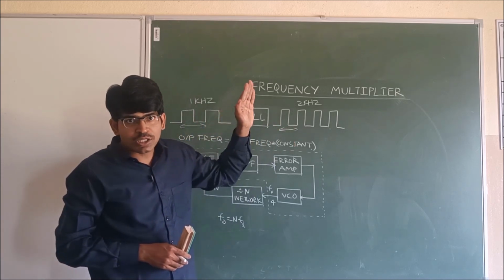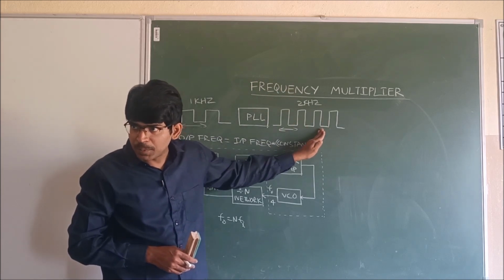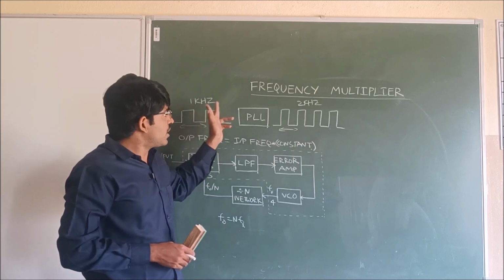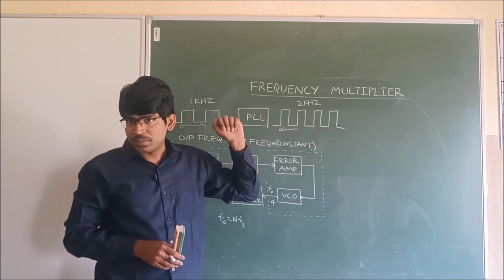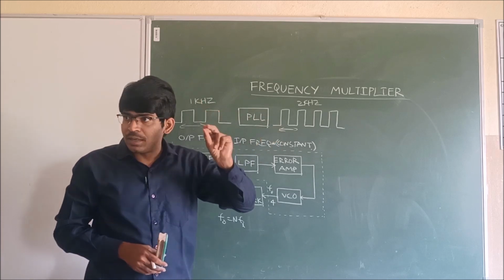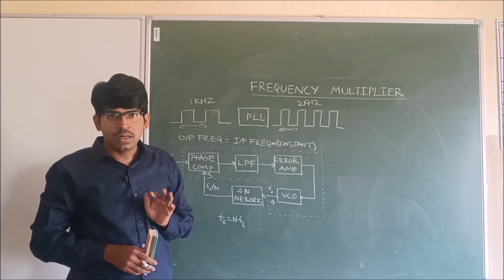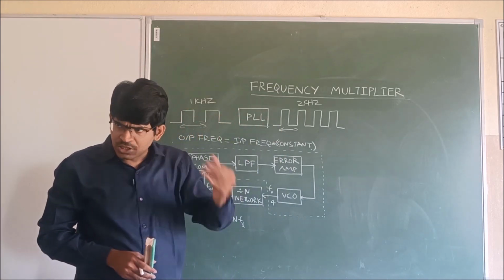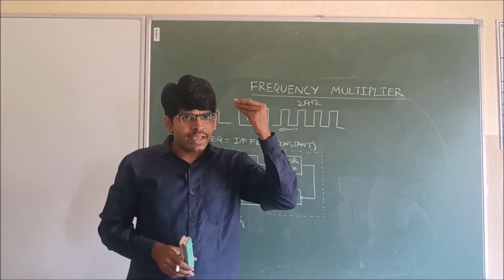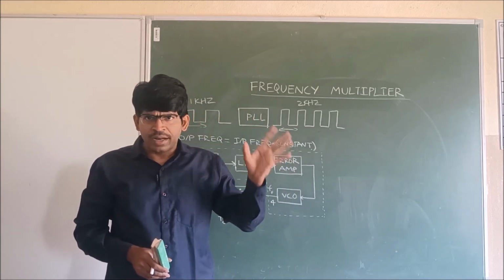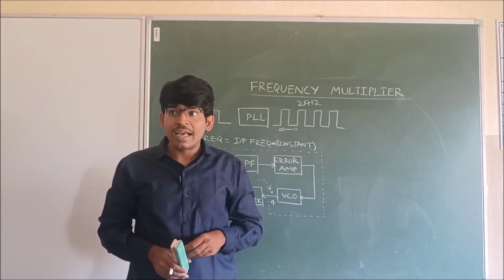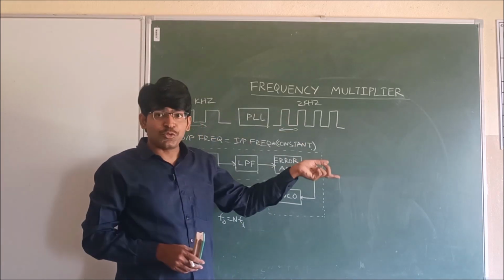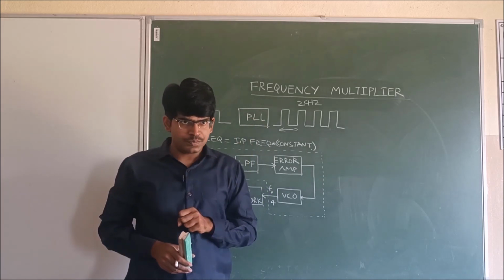In order to generate this kind of signal, where the time period is half and frequency is double, we are using a PLL. Not only this, we can even generate a 4 kilohertz signal, or 6 kilohertz signal, or 8 kilohertz signal, or 10 kilohertz signal, or n kilohertz signal. That's why we are calling this a frequency multiplier.